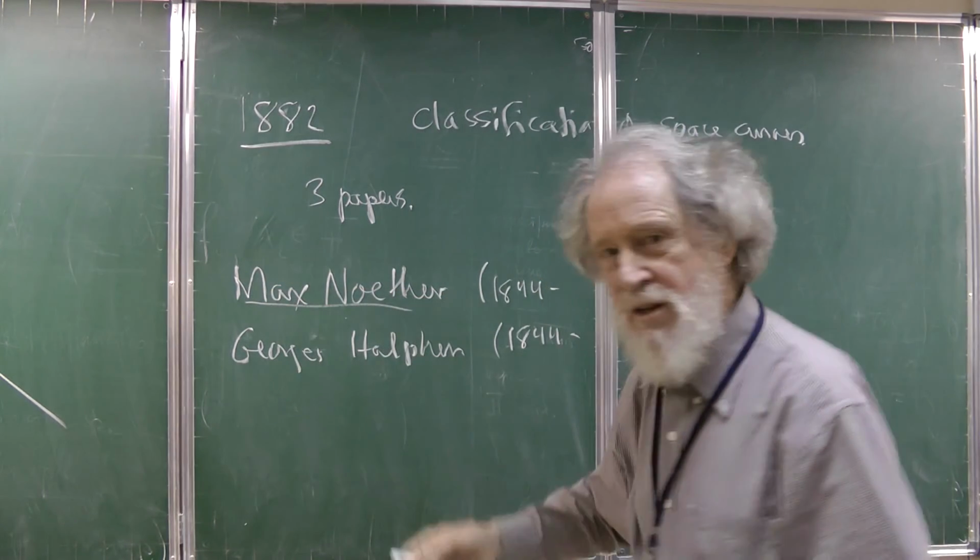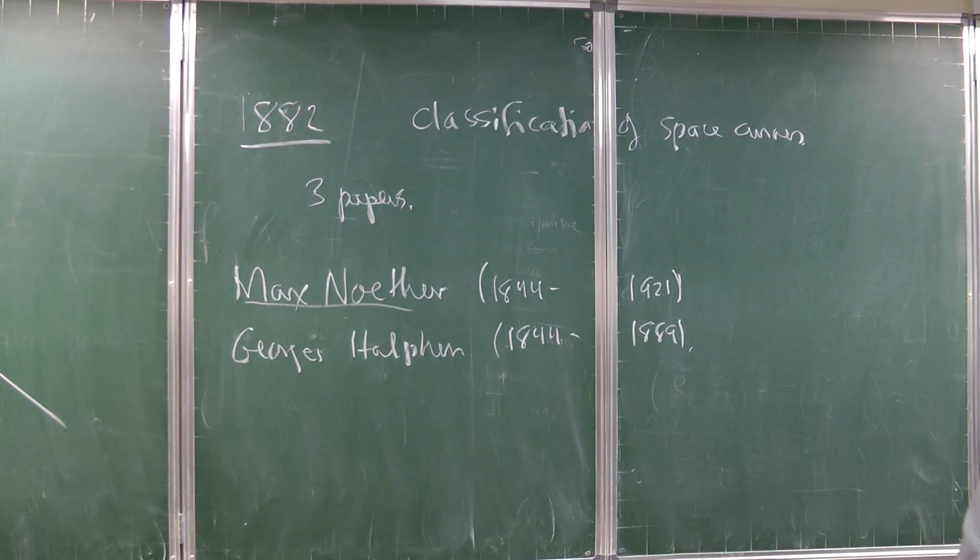Max Noether, of course, is the father of Emmy Noether. And Noetherian rings are from Emmy Noether, not from Max. But Max was a very good algebraic geometer also.